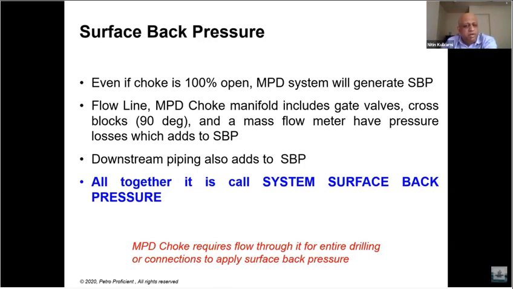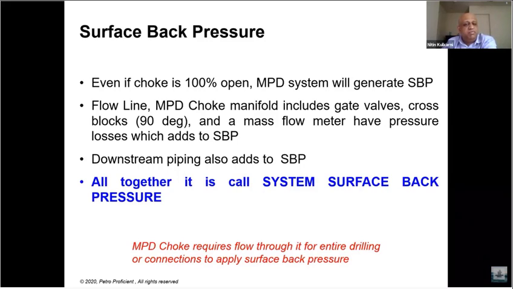So we should be aware that even if you don't intend to apply any surface back pressure, your well will have surface back pressure, and this needs to be modeled right in the beginning of planning. So you may have 50-60 PSI of surface back pressure anyway, just because of the MPD system, and you need to factor that in your calculations. So this is part of your MPD design process.